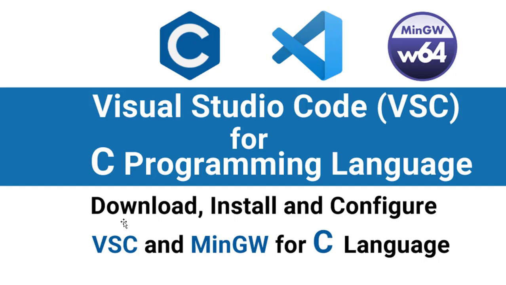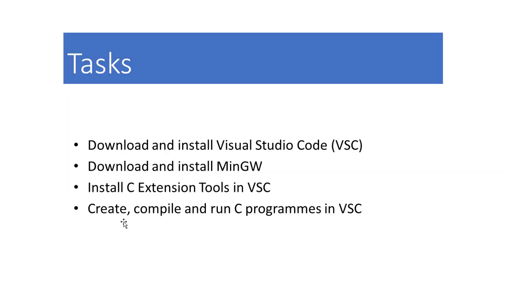In this tutorial, we are going to learn how to use Visual Studio Code for C programming language. In the process, we will download, install, and configure Visual Studio Code and MinGW for C programming language. We are going to carry out some tasks, and those tasks involve downloading and installing Visual Studio Code, downloading and installing MinGW, installing C extension tools in Visual Studio Code, and creating, compiling, and running C programs in Visual Studio Code.